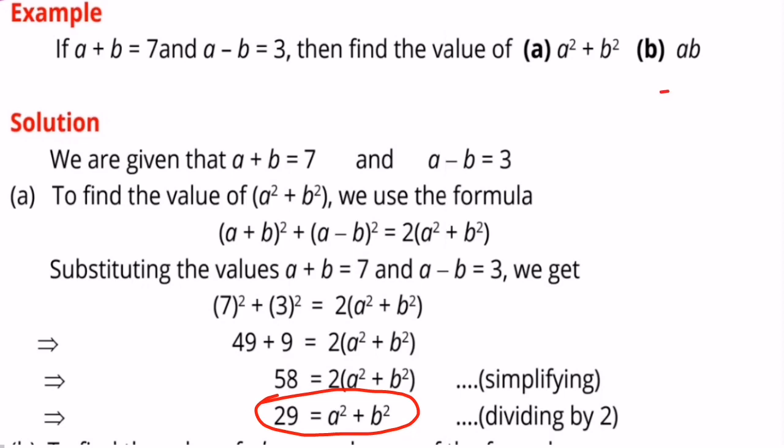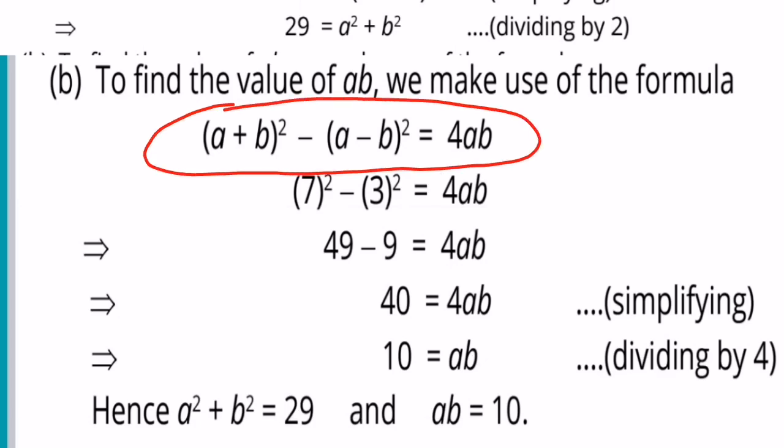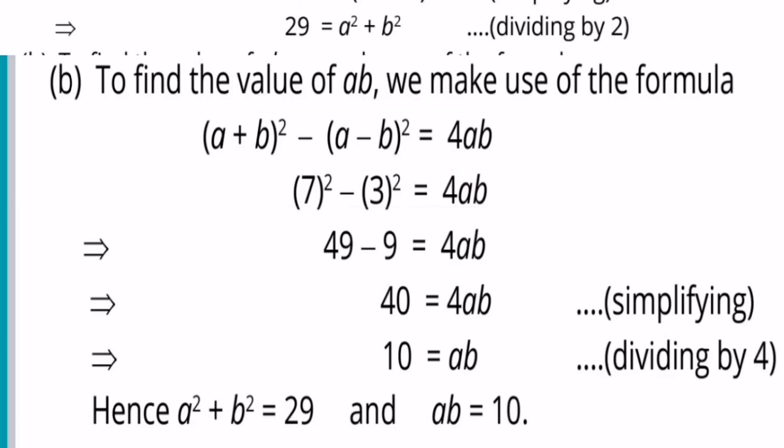Now to find the value of ab, we use the formula (a plus b) whole square minus (a minus b) whole square is equal to 4 times ab. Using the value of a plus b, which is 7, and the value of a minus b, which is 3.